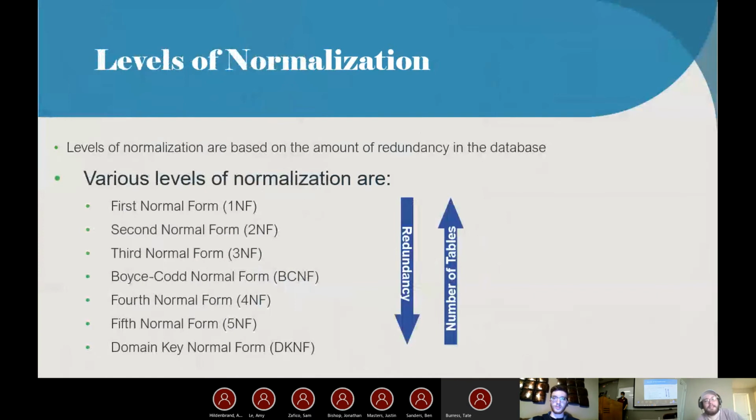On top of that, we have several levels of normalization. As you go down the levels, the redundancy goes down, but you also have more tables. The number of tables goes up. It is generally preferred to stick around the third normal form and Boyce-Codd normal form. Those are the standard you want to shoot for, because it makes everything nice.